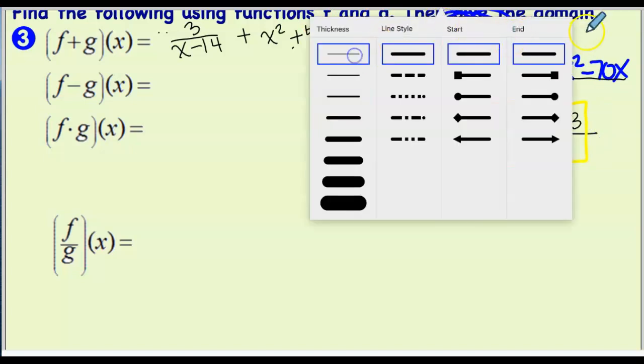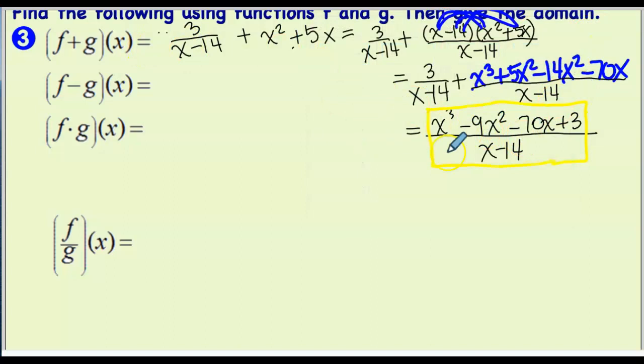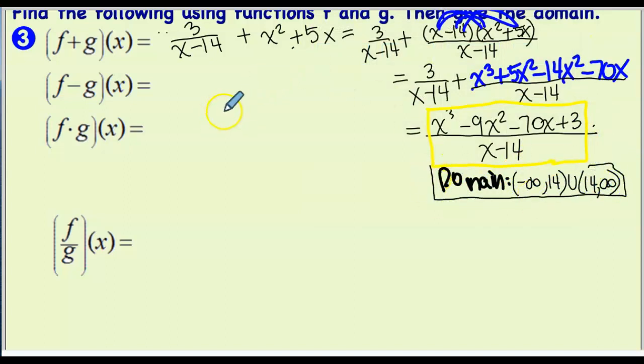So notice that the domain is going to be the same as our original domain for f of x. That means x can be anything as long as you do not include 14. So the best way to write that is negative infinity to 14, skip 14, go from 14 to positive infinity, and we are good for the domain.